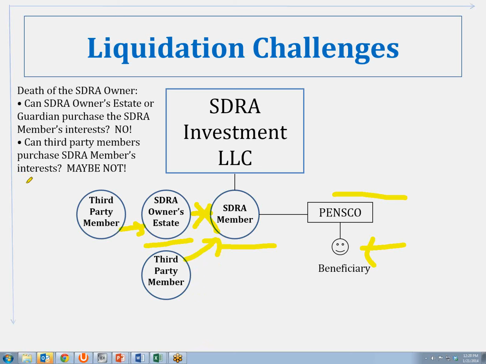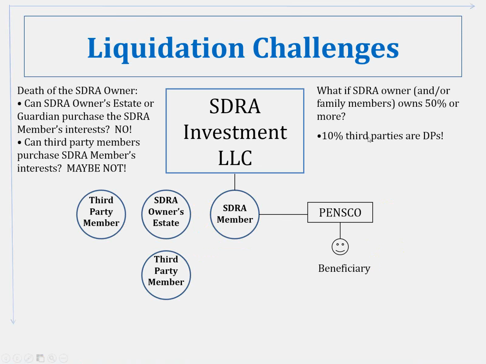That's really, unfortunately, just a maybe, because here's what happens. Let's say that the self-directed retirement account owner and/or his or her family members own 50% or more of the LLC. Okay, and let's say that these third parties over here own 10% or more each.